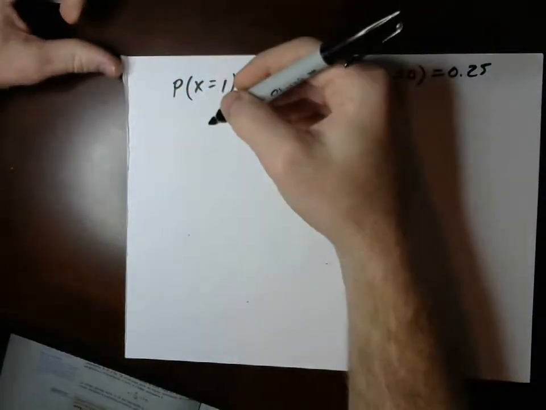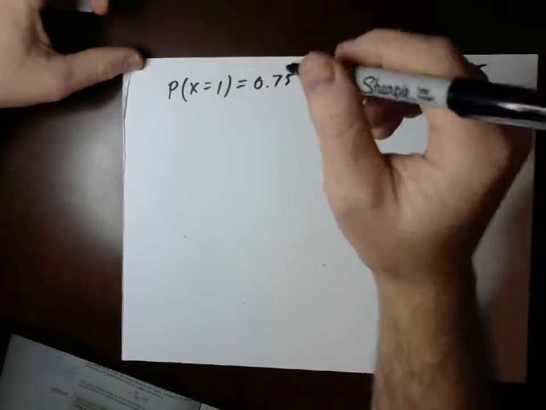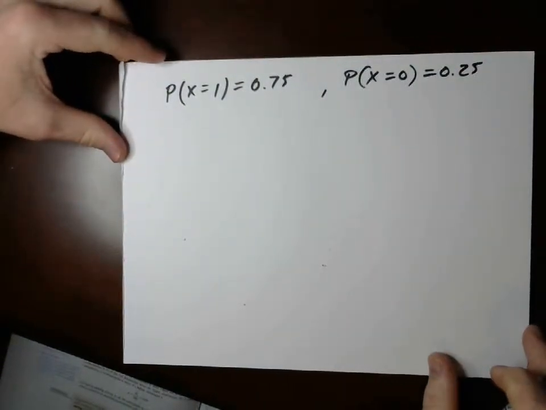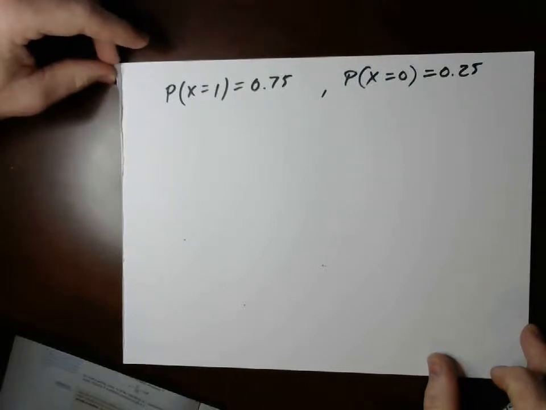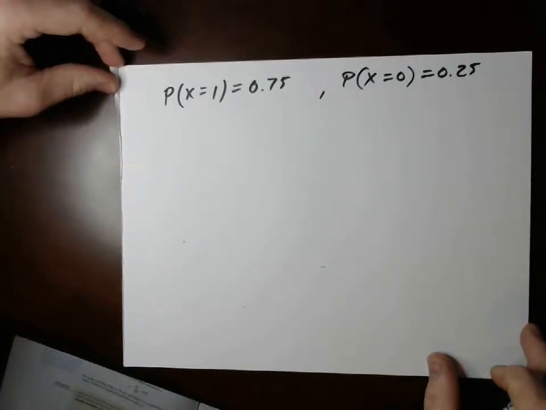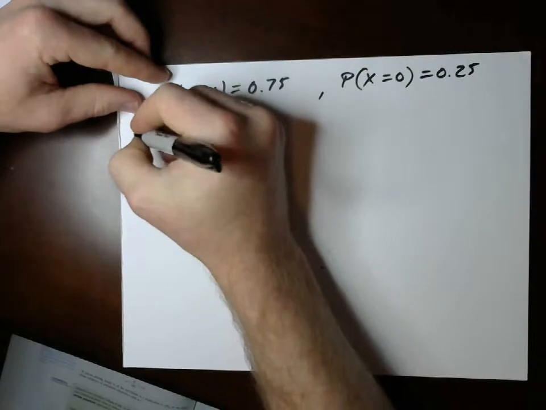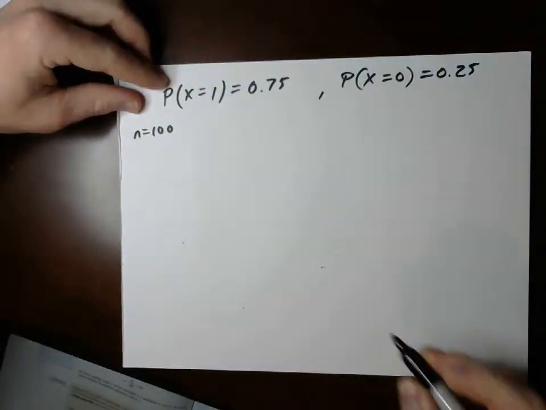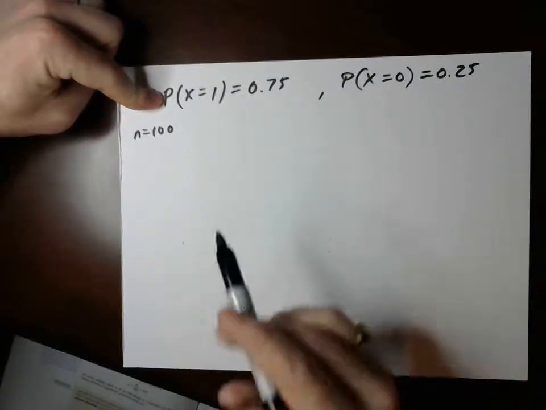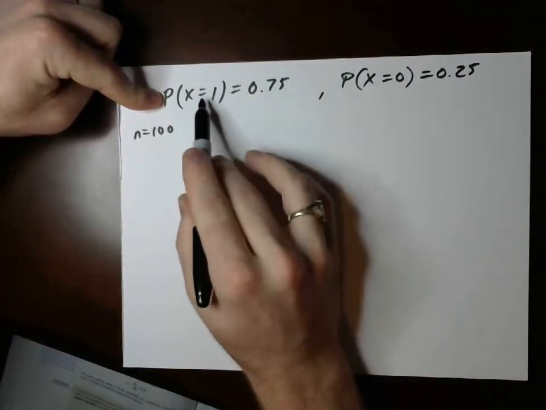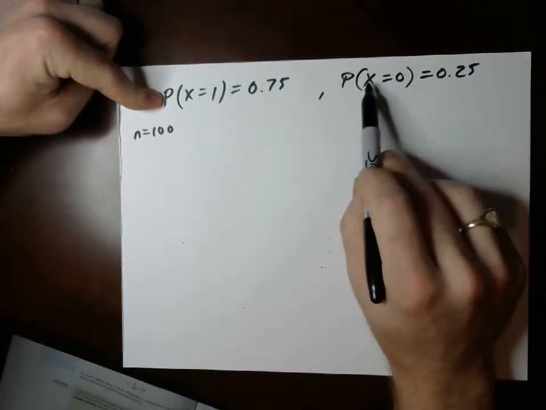So imagine that we take our first sampling from this to get the shape of our sampling distribution. Let's imagine that we took a sample size of 100, n equals 100. So we're going to ask 100 people if they like ice cream or not, and they'll say yes or no. Yes means we got an x equals 1, and no means we got an x equals 0.